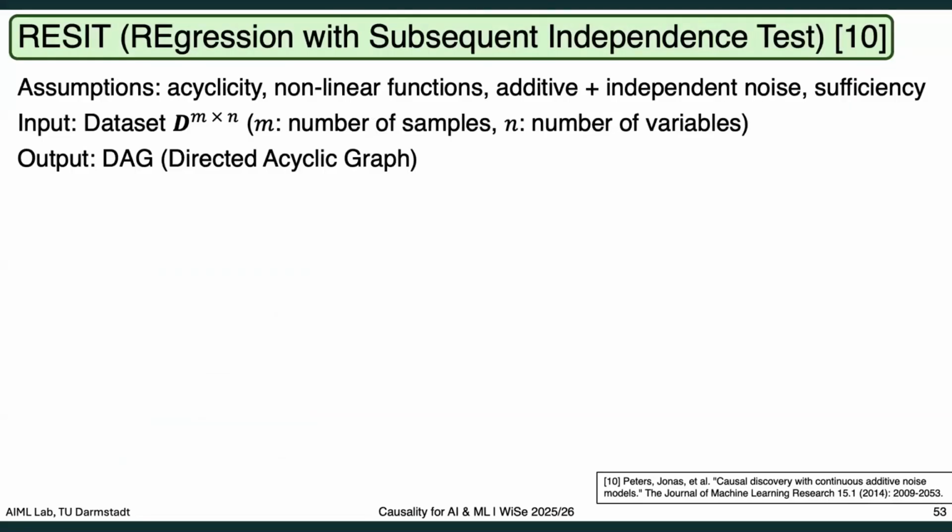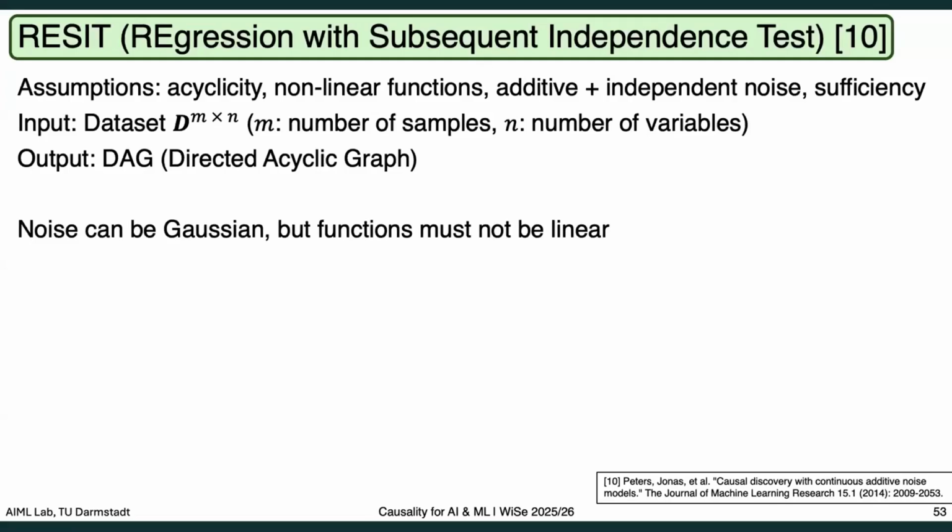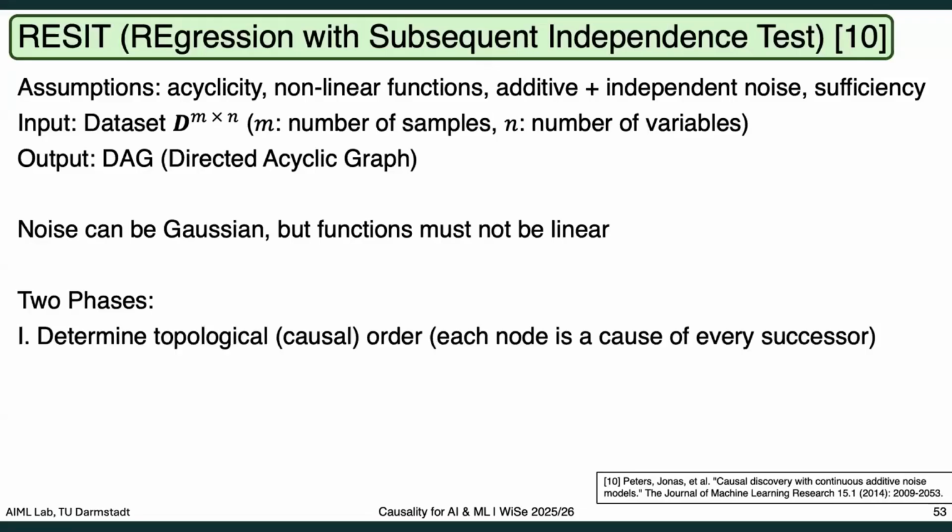So another additive noise model algorithm is RESIT, regression with subsequent independence tests. Here the set of assumptions is a bit different. We have acyclicity, nonlinear functions, additive and independent noise, and causal sufficiency. Our output is still a DAG. Noise now can be Gaussian, but functions must not be linear. So that's a trade-off we have here.